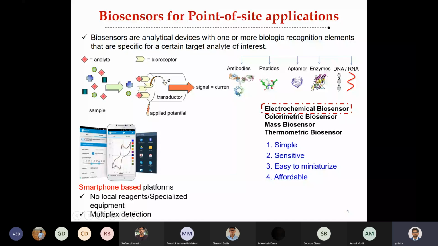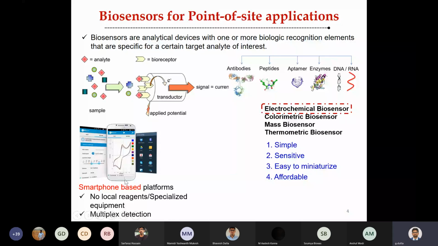If we get this kind of signal, it corresponds to maybe 10 nanogram per ml of biomarker concentration in the sample. This way, we can get a digital value. So by using the smartphone, local reagents and specialized equipment are not needed. Everything will be on the chip, and we can integrate it with the smartphone.